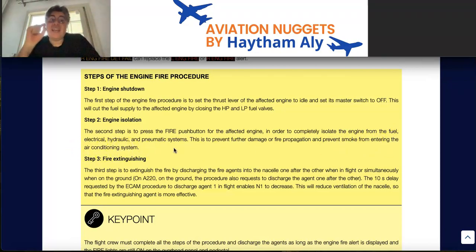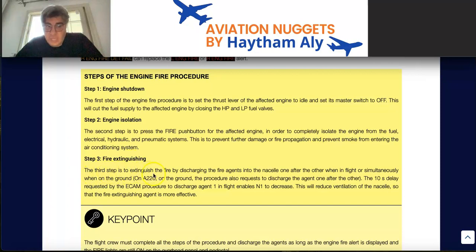So if you delay the engine fire procedure, smoke may go through the air conditioning system to the cabin. In that case, the passengers will smell smoke, the cabin will be full of smoke, and the situation becomes worse. When you finish engine isolation and shutdown, then you can release the fire bottles, the fire extinguisher.